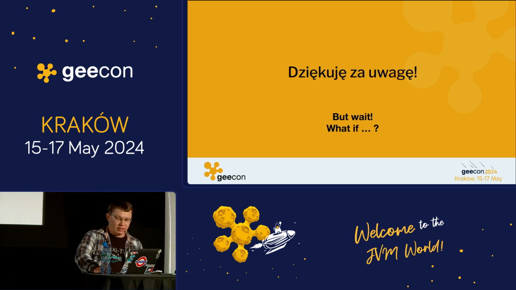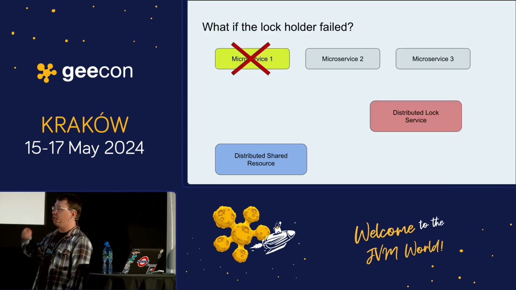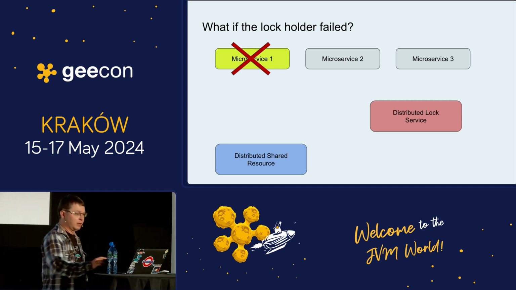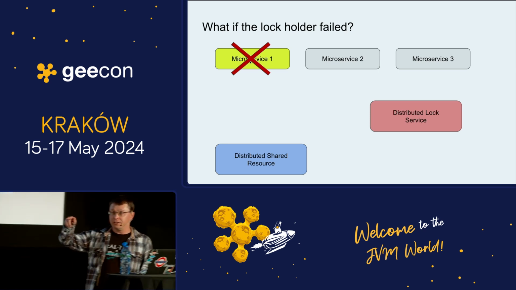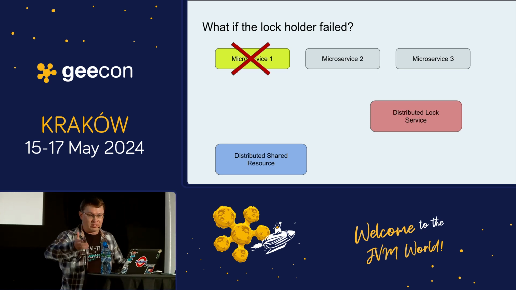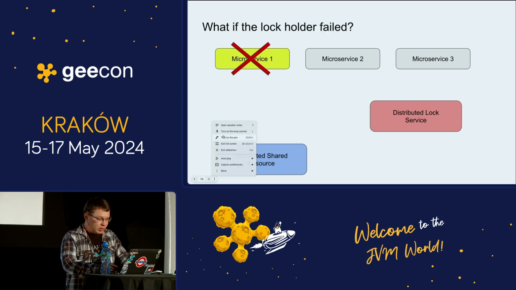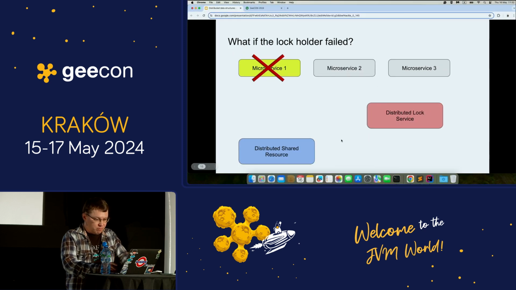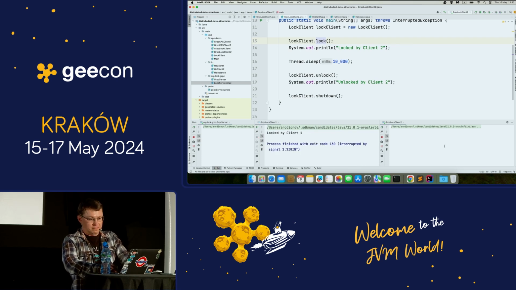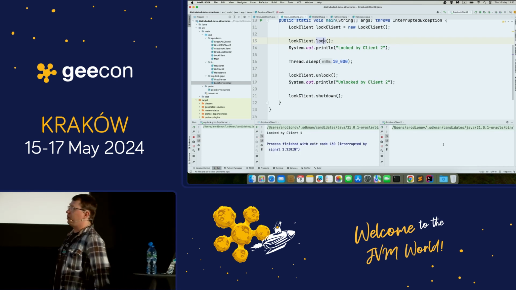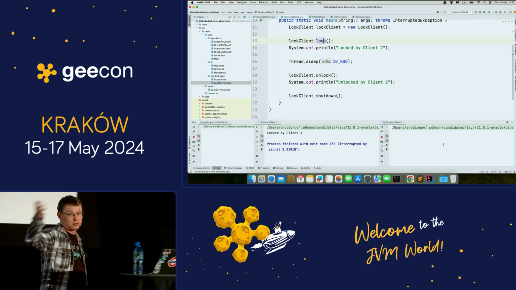In our implementation, let's consider the following scenario. What will happen if the lock holder, the microservice that is the current lock holder, fails? Let's see what will happen. For this, let's run the same demo, but in this case I will kill the lock holder. So locked by client 1, and I am killing it. What do you think will happen with client 2 and with the distributed lock?